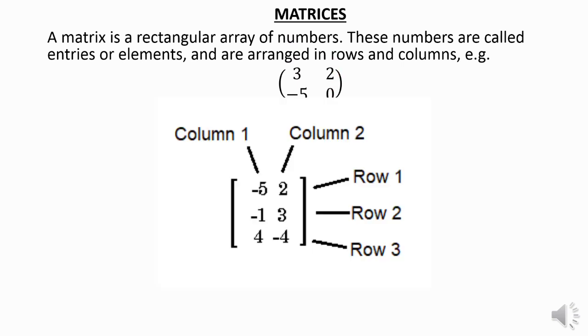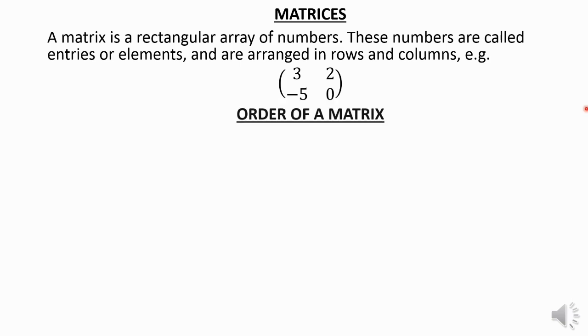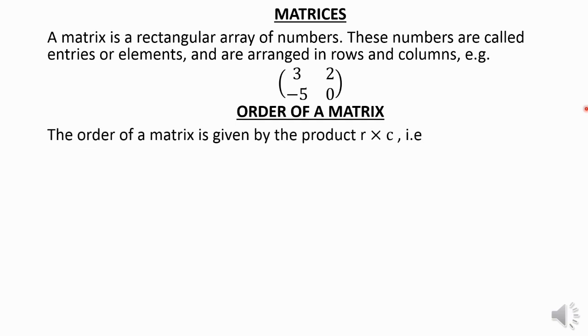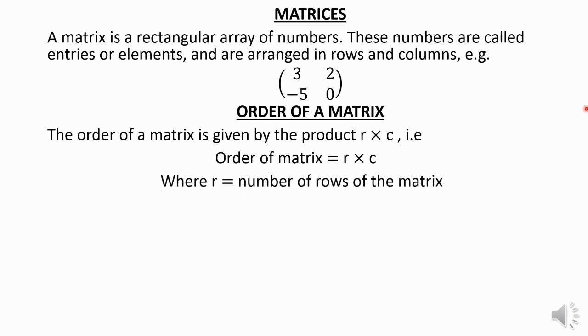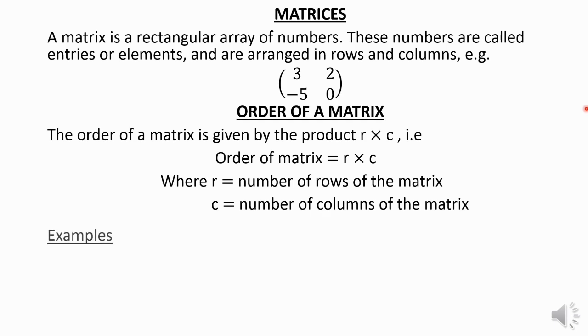Very important. Now from here we have to go to what we call the order of a matrix. What is the order of a matrix? How do you know the order of a matrix? The order of a matrix is given by the product R times C, where R is the number of rows of the matrix given and C is the number of columns of the matrix. So this is how you can find the order of a matrix.